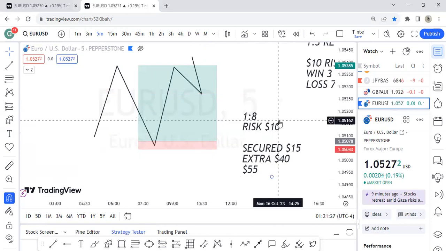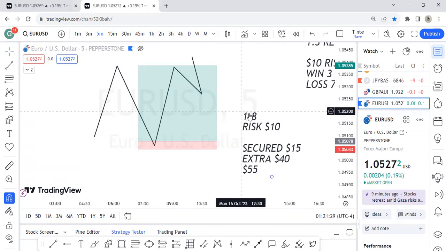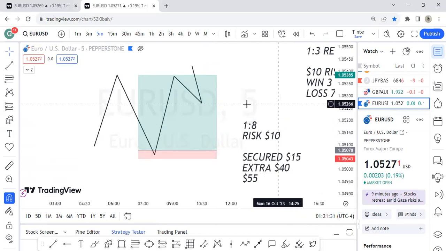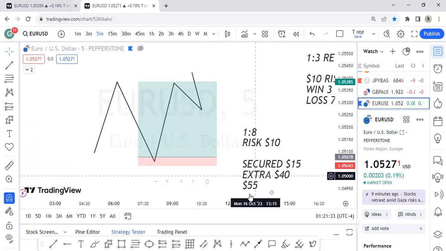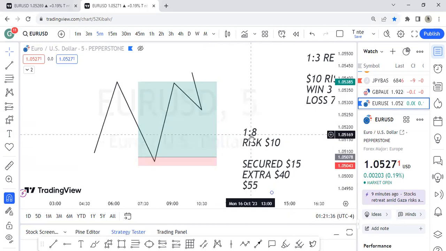You can choose to be taking partials and going for a bigger RR, or you can simply take 1 to 3 and walk away. You must not hold your trade to the whole 1 to 8. You can simply say, okay, for me, I'm taking 1 to 4 and I'm done. Or I'm taking 1 to 3 and I'm done. It's up to you to decide what you want to risk and what your reward should be.